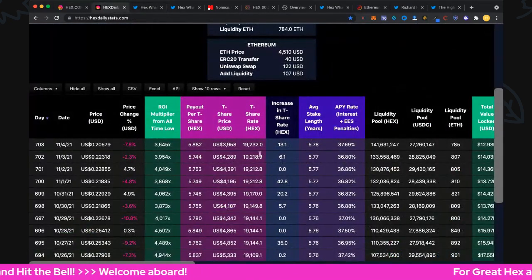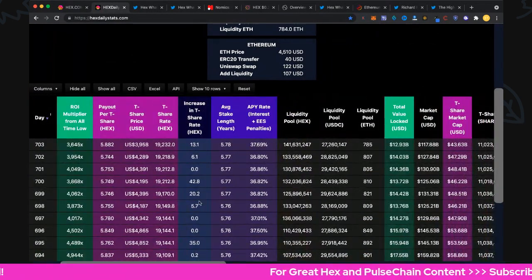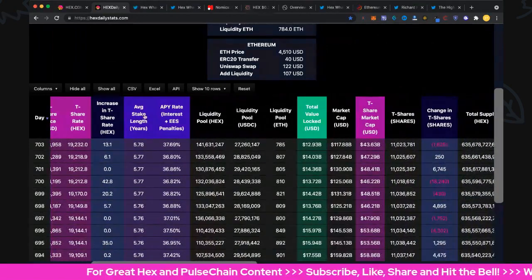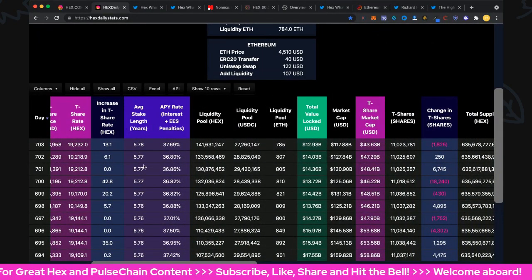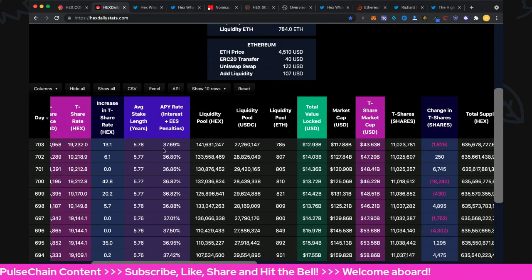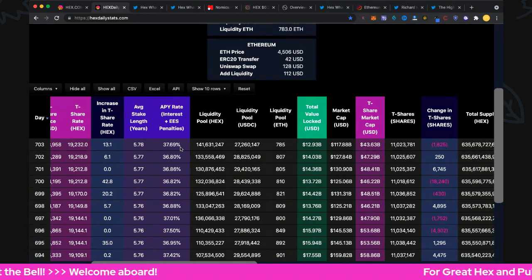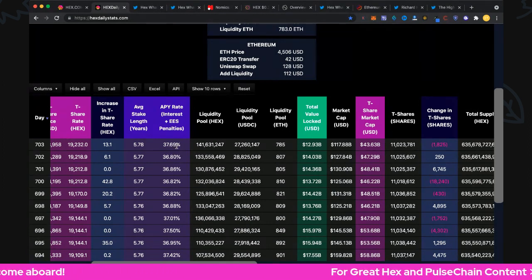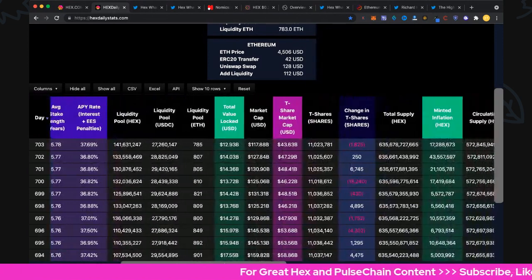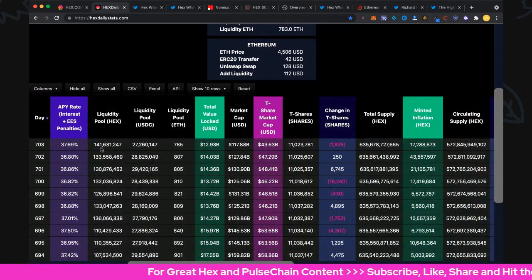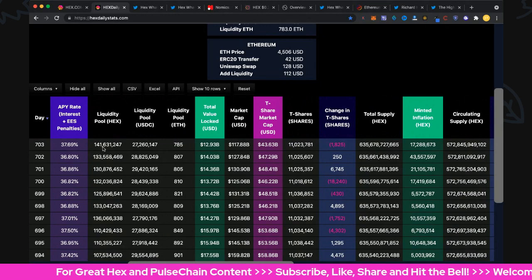Let's jump back. All right, so there we are. 13.1 is a good day. We've had some good days already in the last 10 days, so really interesting. Average stake length, 5.78, up slightly from the last 4 days. Nice. We want longer, longer stake length is better. Average percentage yield rate, interest and early unstake penalties, is 37.69. So a good day in the office there. And liquidity, 141.6 million Hex.